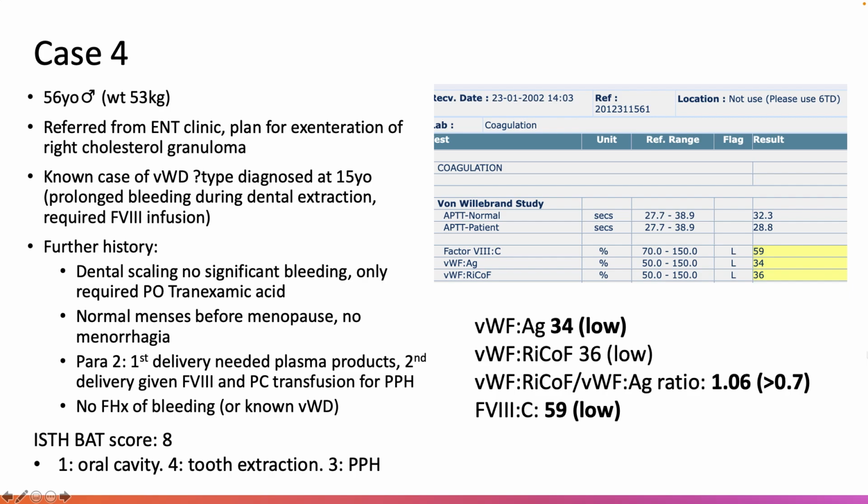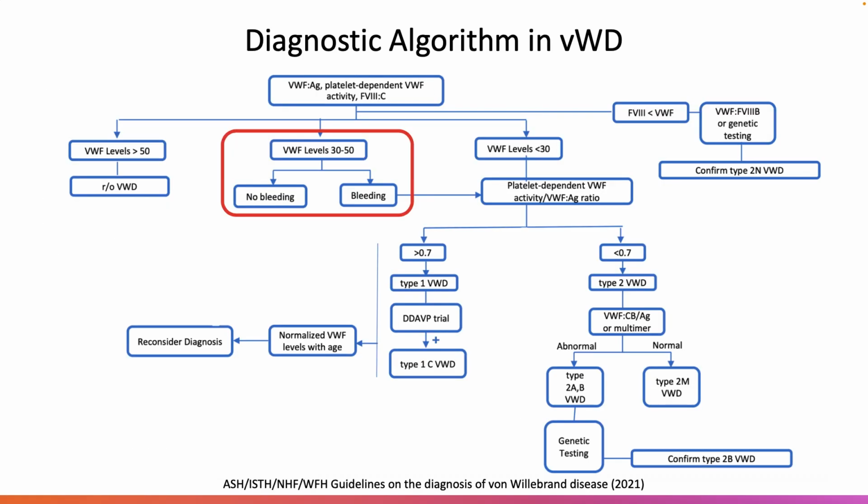So how do we classify a patient with von Willebrand disease? This is a very simple diagnostic algorithm. Let's say you look at the von Willebrand factor antigen level as the first part of screening. If the level is very high, more than 50, you basically have already excluded von Willebrand disease. Let's say it's between 30 to 50 and there's no bleeding, basically you cannot diagnose. But let's say the patient has bleeding, like in this patient, you need to proceed further. Okay. If the patient's von Willebrand factor is less than 30, definitely you need to proceed further as well.